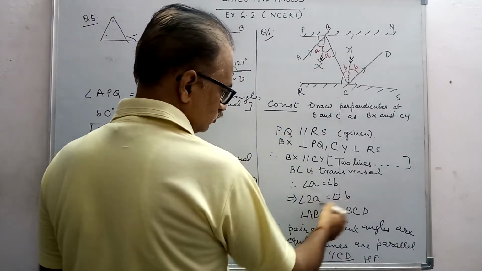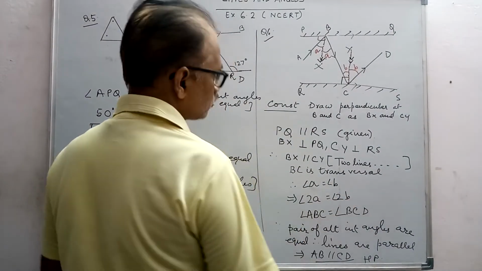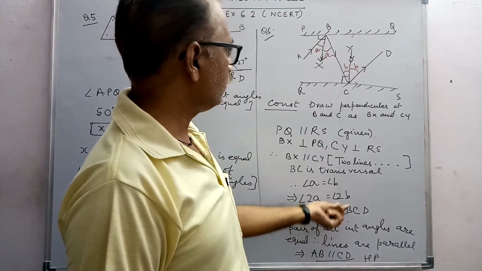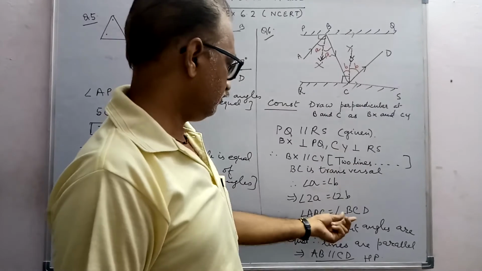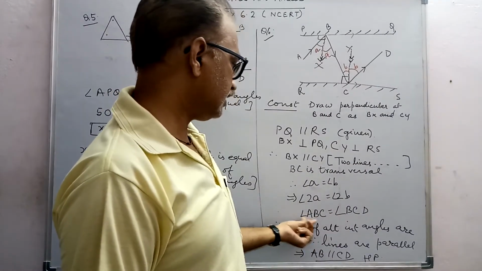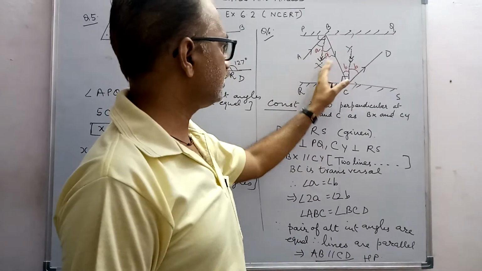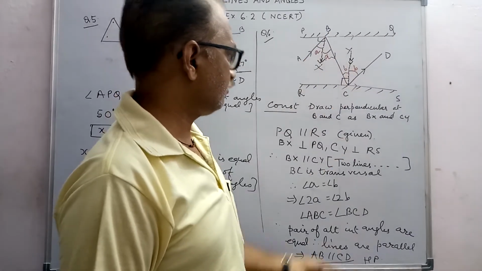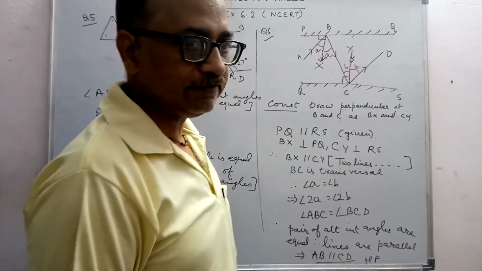Multiply both sides by 2. 2A is equal to 2B. What is 2A? 2A is equal to ABC. That is ABC here. And 2B is equal to angle BCD. So these are alternate angles. You see these are alternate angles. And since alternate angles are equal, the lines should be parallel. Therefore AB is parallel to CD.